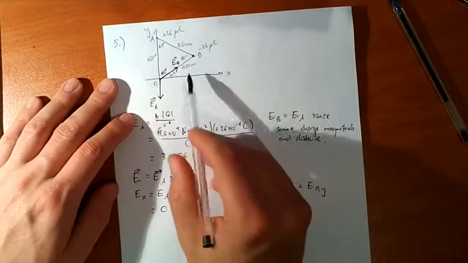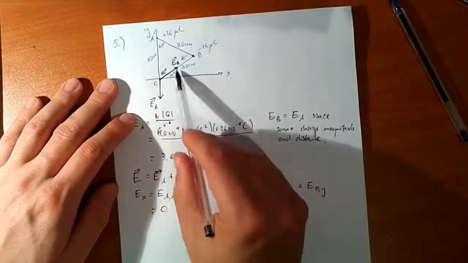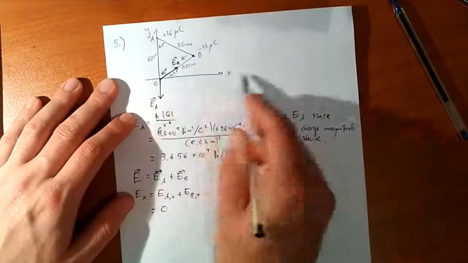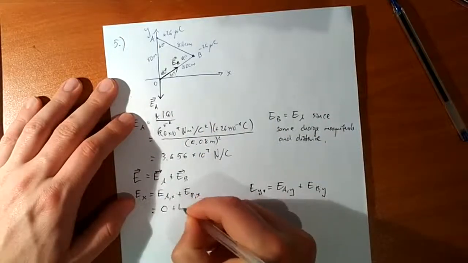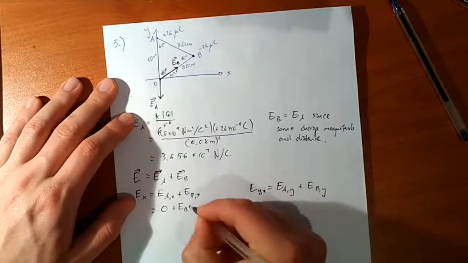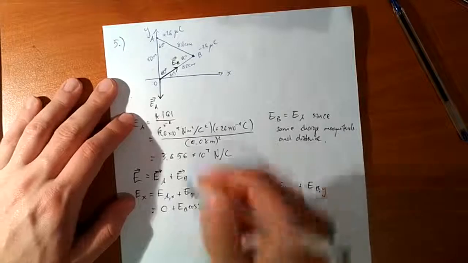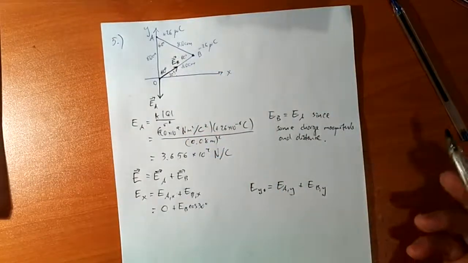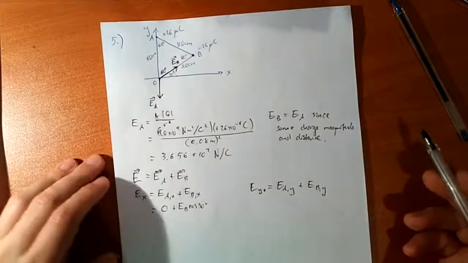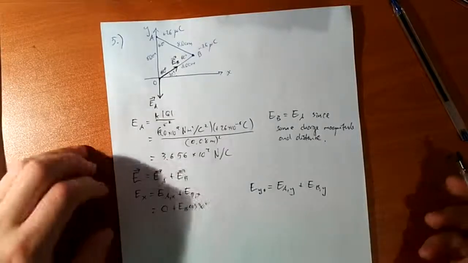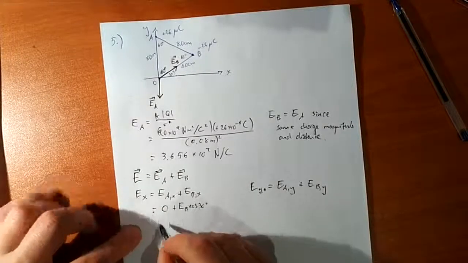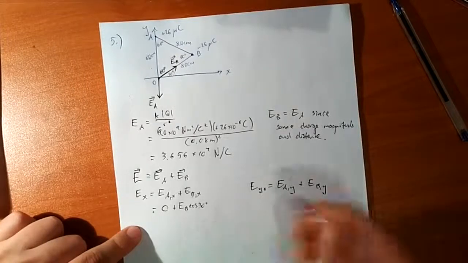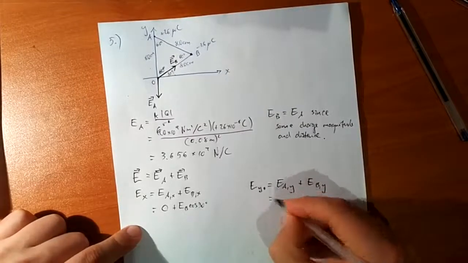So it is going to be, it's positive or negative, it's positive, so this is just plus EB cos of 30 degrees, or if I use the 60, that would be sine of 60 degrees. Right. Okay, that is EX. Now, how about EY?